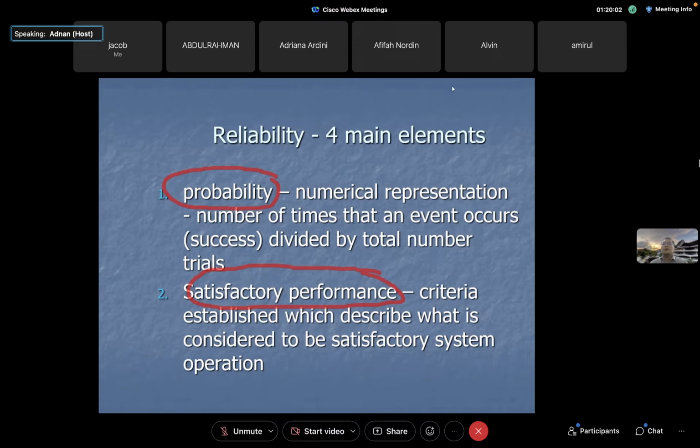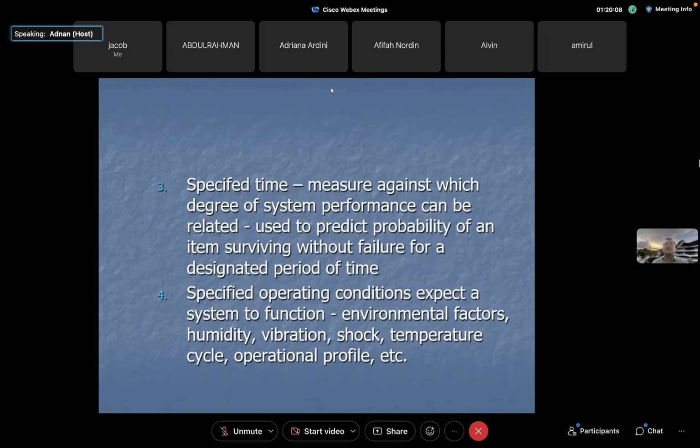Okay, so we also have another criteria. It has to be related to the time. So if you want to estimate how long that product will last, it has to be a function of time. What is the probability of that particular product functioning at year 2, T equal to 2? What is the probability that it will be functioning at T equal to 6, for example? The probability will reduce as the T increases. So that's why we say specified time.